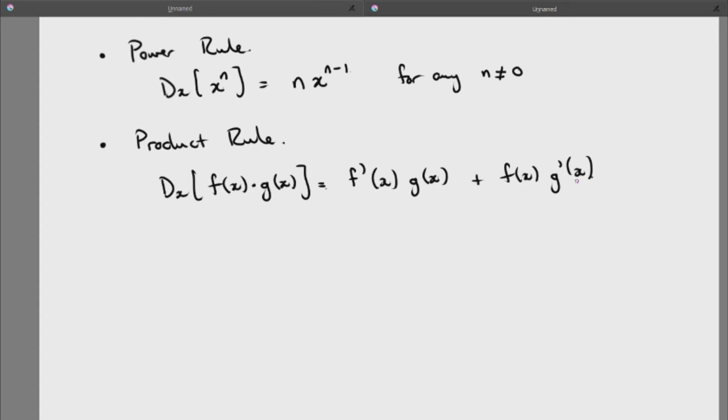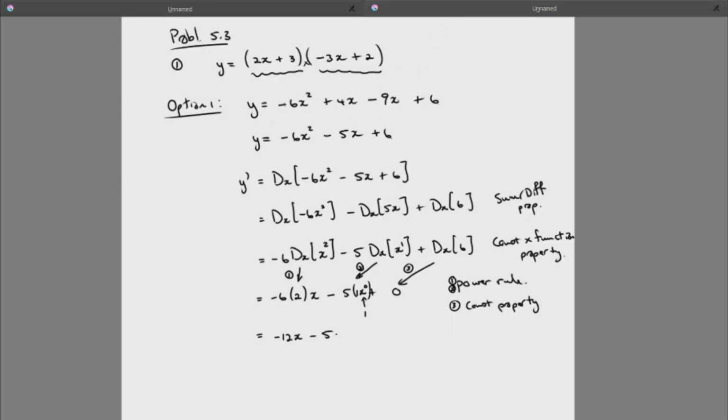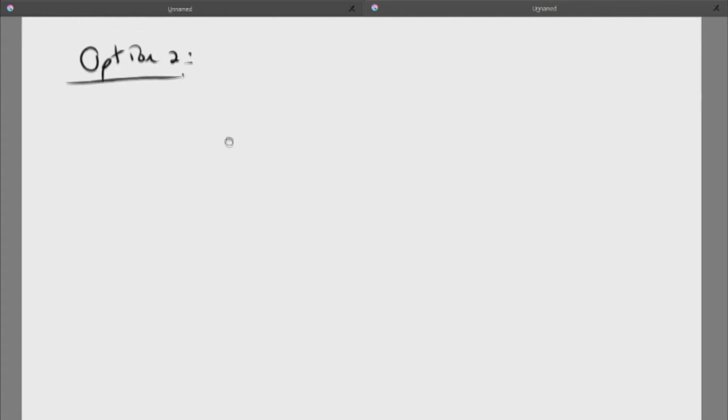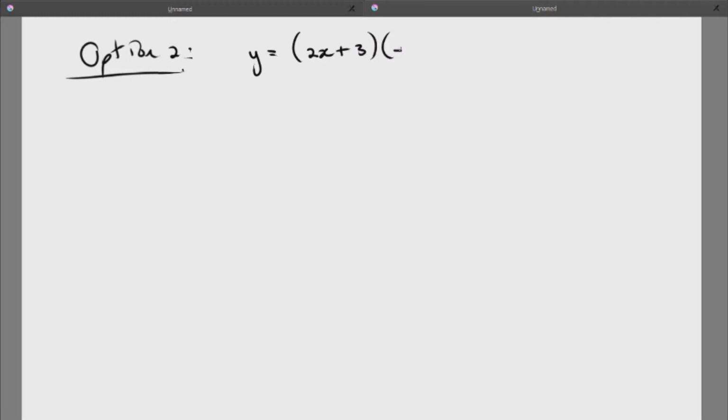So let's see how that would work in our example and what we would get if we did that instead of simplifying first. So, same example, option 2. What was the function? So now, y equals, same thing, 2x plus 3, negative 3x plus 2.